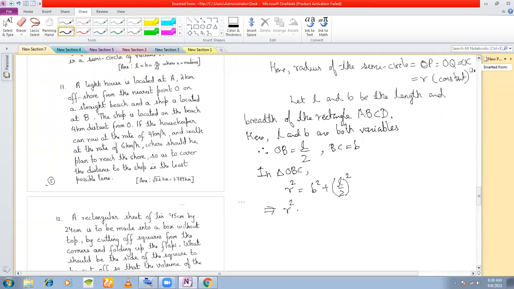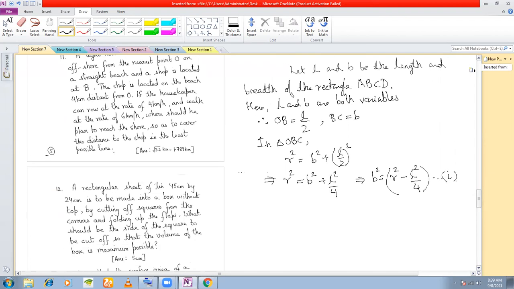That means you get R square is equal to B square plus L square by 4. That means you get B square is equal to R square minus L square by 4. Okay. Let us call this 1. Now see, this is the relation that will help us reduce our main function into a single variable.